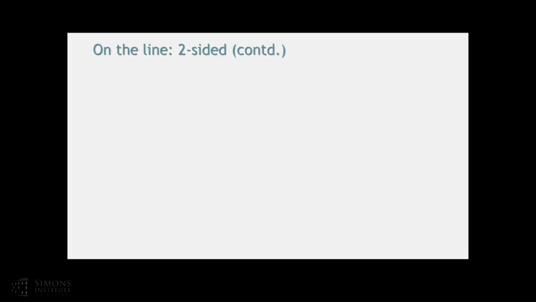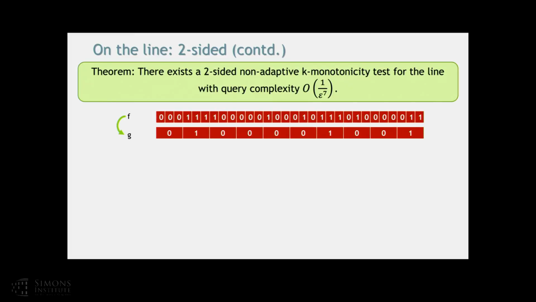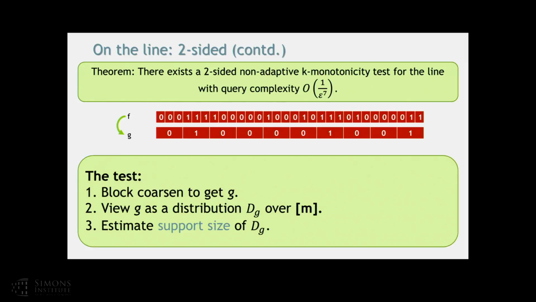So we go away from Boolean functions and we work with just testing a distribution for a property. We're going to do the same kind of block coarsening here. But what is the idea? We're going to think about this as a distribution somehow rather than as a Boolean function. And then when we think about it as a distribution, we're going to estimate its support size.